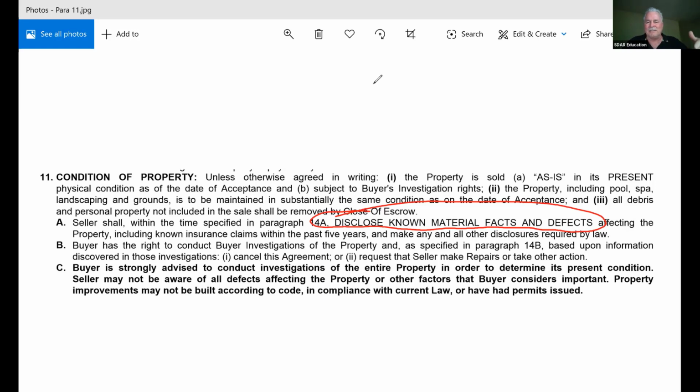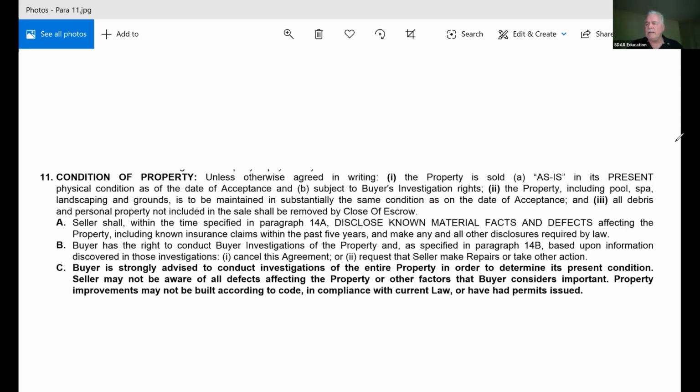Time of essence, what does that mean? Okay. Things like that. Okay. So everybody good with that? We do need to disclose, the seller needs to disclose what they knew or should have known. That is the standard of care for the seller. Any material facts and defects affecting the property. Okay. And then of course we lump in the insurance claims. Okay. And make any and all other disclosures as are required by law. Okay. All right, let's talk about number B.